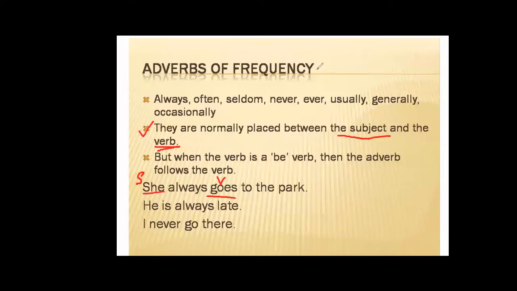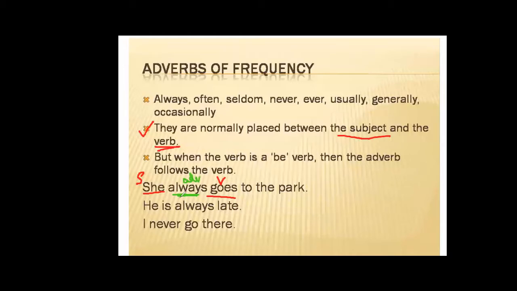See here, always is an adverb. So where did we place the adverb? Between the subject and the verb comes the adverb of frequency. Now in the second sentence, the sentence is like this. He is always late. Now what does this mean?